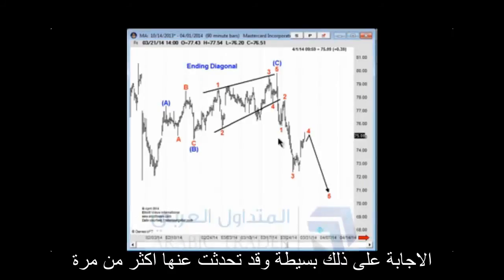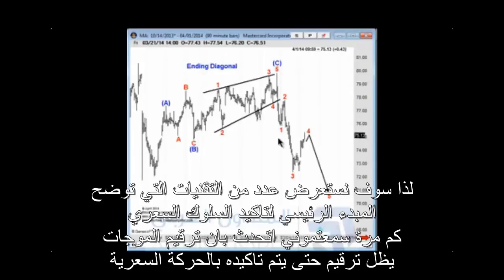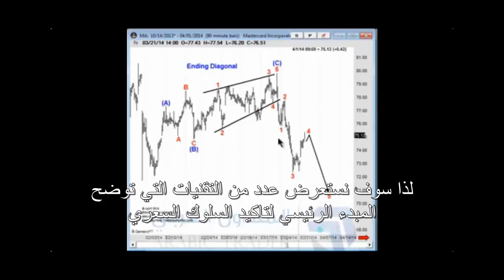Well, the answer to the question is very simple, and I base a lot of my work on it, and I've mentioned it numerous times in Commodity Junctures as well as in Trader's Classroom: confirming price action. How many times have you heard me say that a wave count is just a wave count until it is confirmed by price action? So we're going to walk through a number of different techniques and slides which show that main principle, the confirming price action.